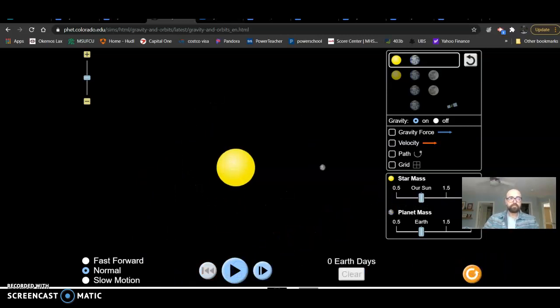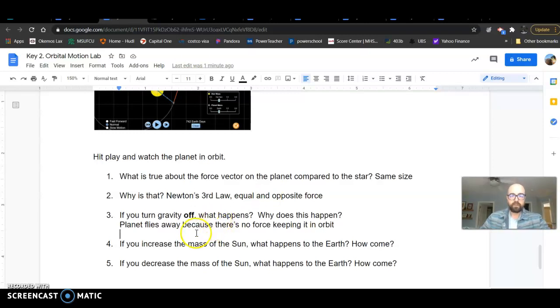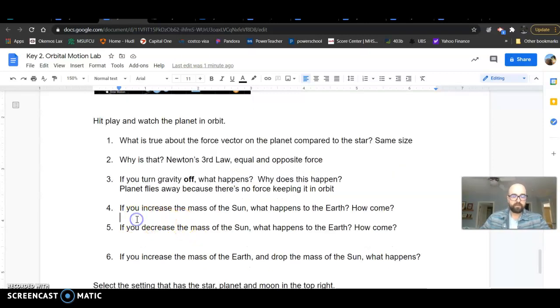So go back to this. So increase the mass of the sun, more attraction, and changes the orbit to an ellipse. And if I decrease the mass of the sun, then it was not enough attraction, and the planet flew away.